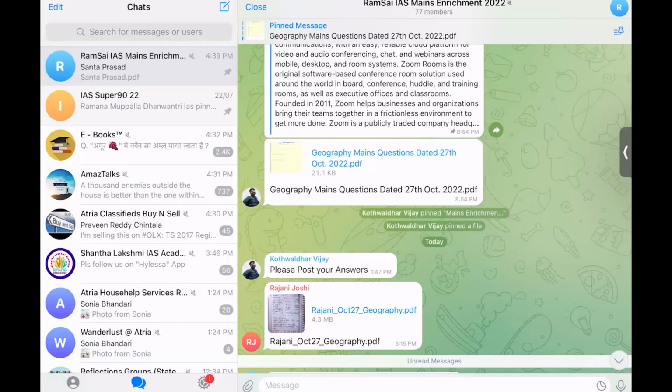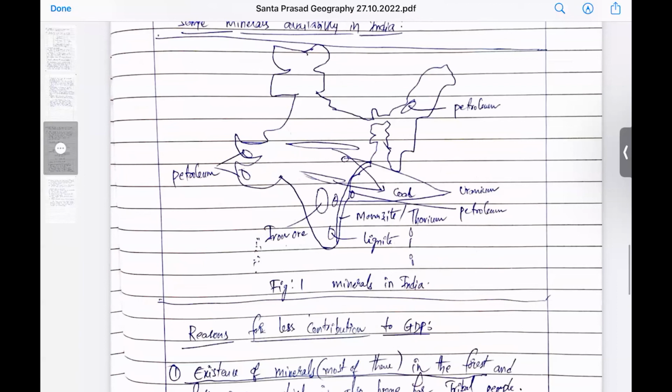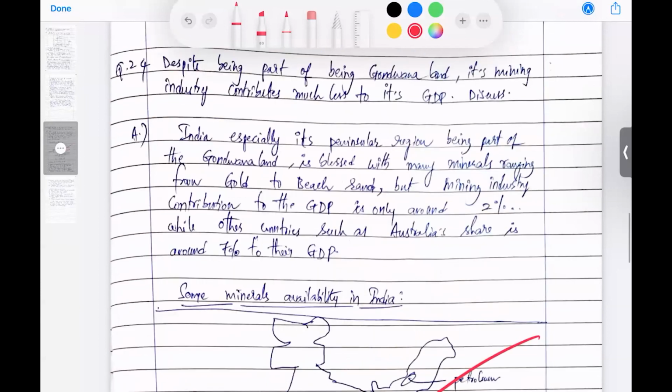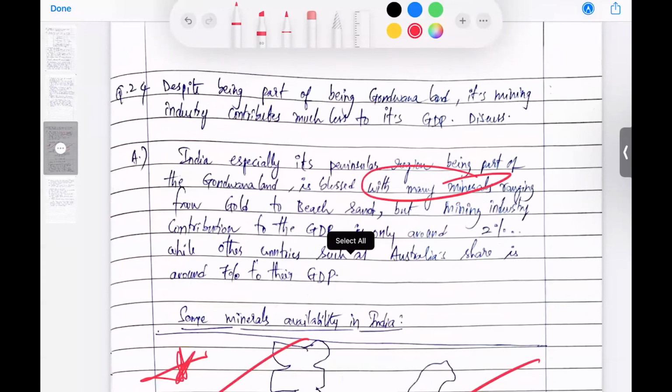You can draw the diagram and explain what are the various minerals available in India. I forgot to mention that, but yes, definitely an India map. Whenever there is a question on resources, location of resources, always draw an India map. It will definitely benefit you. Good. India says 2% and Australia 7%. It's a good comparison.